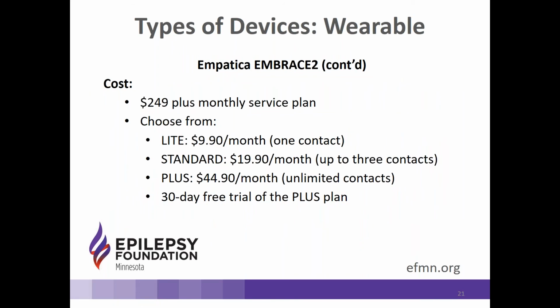Yeah, so the cost, basically you buy the device itself. So that's $249. That's a one-time cost. Then after that, you also have to purchase a monthly service plan to keep that app operating and sending those notifications. That ranges from $9.90 a month for the light, what they call their light plan, and that's 1 person being contacted. Under their standard plan is $19.90 a month, and that's for up to 3 contacts. And the plus plan is $44.90 a month, and that gives you unlimited contacts.